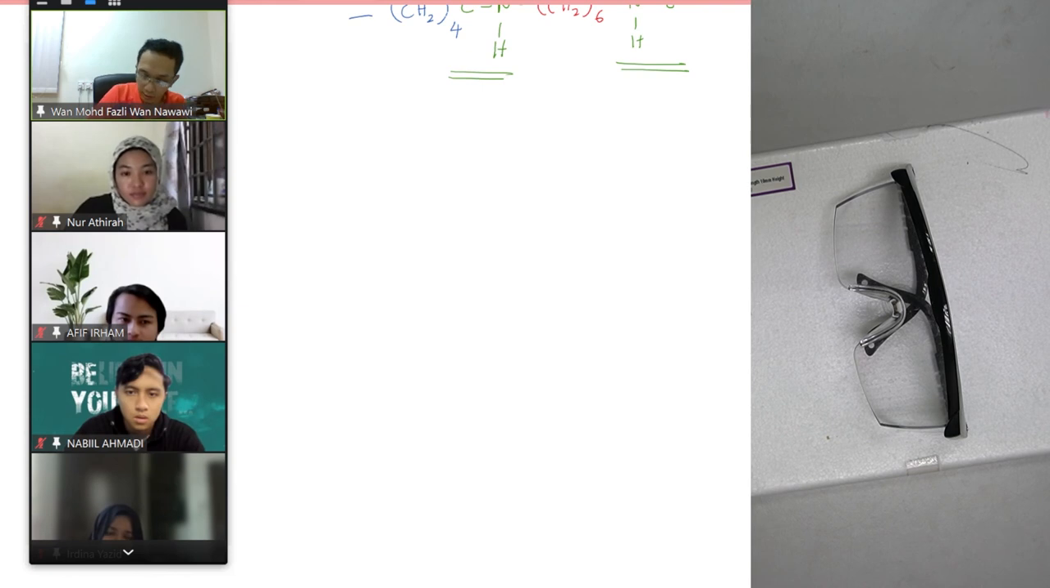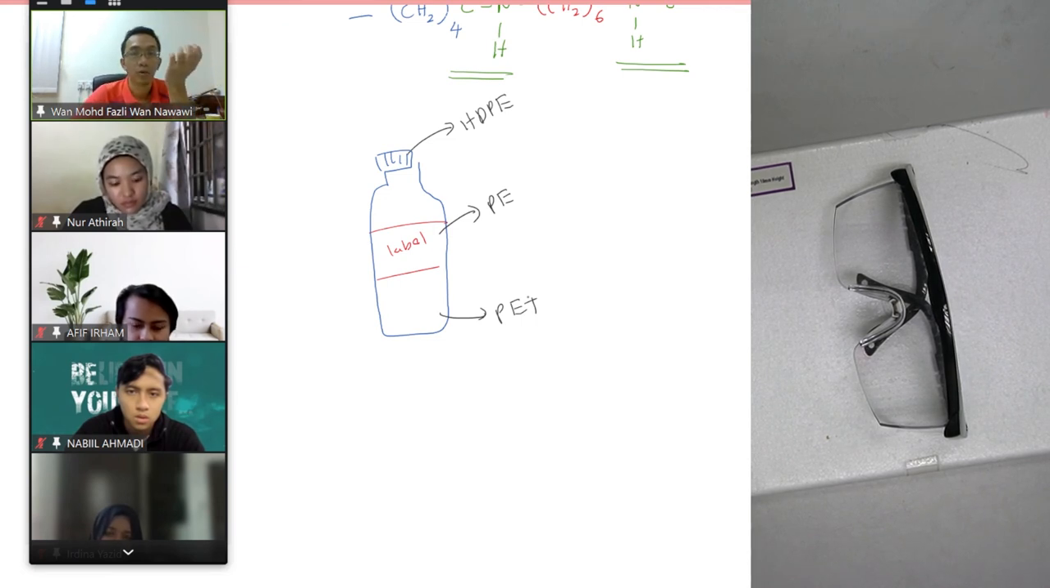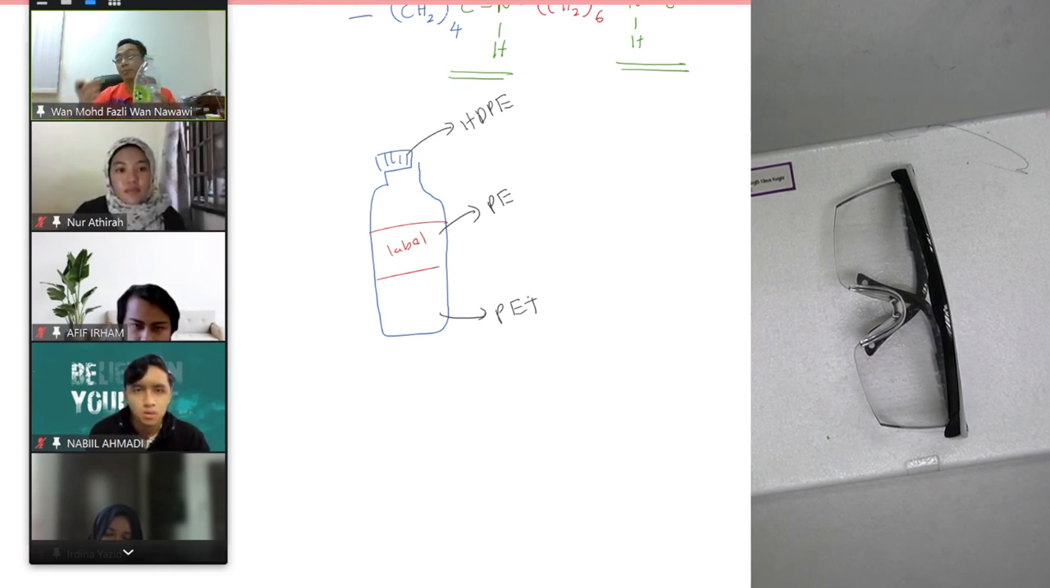The normal bottle that you have has a label. Normally this part is made from polyethylene, this part is made from HDPE, and the bottle itself is made from PET. So in order to truly recycle, you need to really sort it one by one, part by part. If not, you have a mix of recycling. That's why sometimes in the recycling place, they will open this cup and separate the parts.